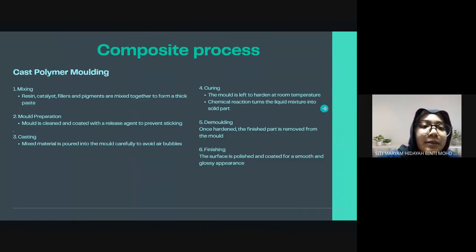Then casting. The mixed material is poured into a mold carefully to avoid air bubbles. Then curing. The mold is left to harden at room temperature. The chemical reaction turns the liquid mixture into a solid part.